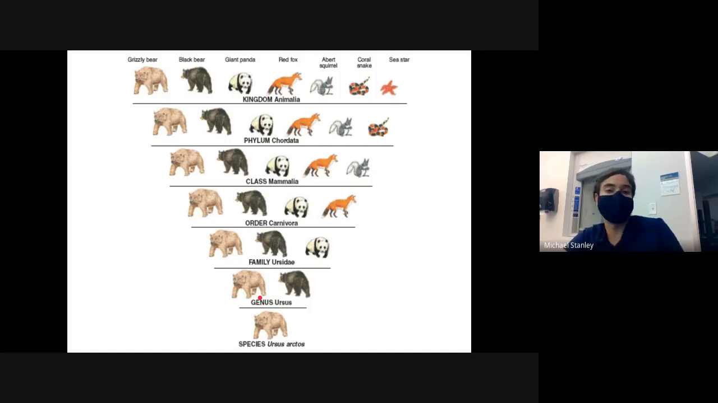So you can kind of think of this as our cladogram from the other day, right? All of these are animals, so they're all in the kingdom Animalia. But then if we add on the trait, okay, you have to have a backbone. Well, that gets rid of the sea star. Okay, you have to have fur. That gets rid of the coral snake. Okay, you have to mainly eat meat. Well, that gets rid of the squirrel. Okay, you have to have a backbone, have fur, eat meat, and be a type of bear. Okay, that gets rid of the fox. And then we can narrow it down from there into our genus and species.